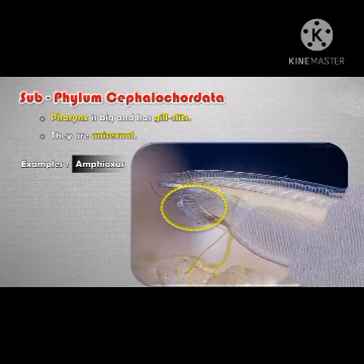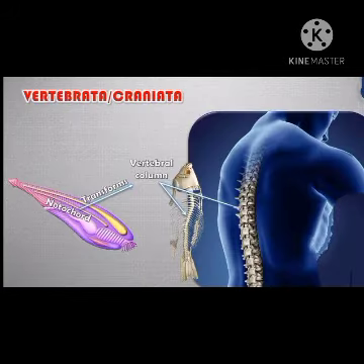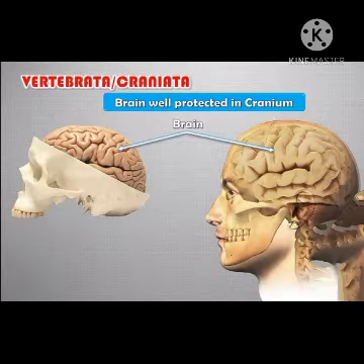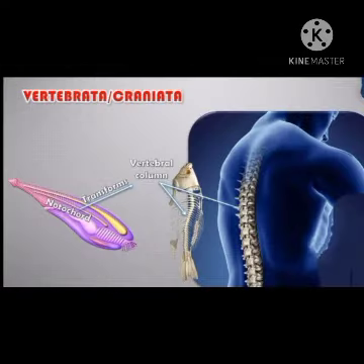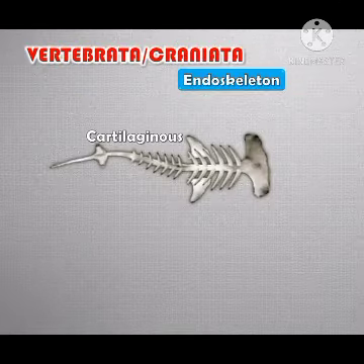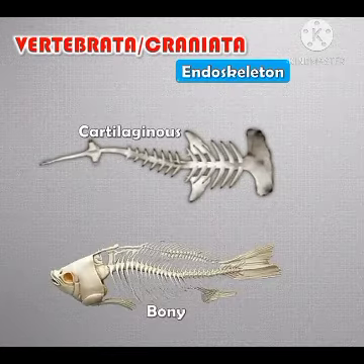Now let's see subphylum Vertebrata, or Craniata. Vertebrata means proper vertebral column and Craniata means proper skull. In these animals, notochord is replaced by vertebral column. In these animals, head is well developed, brain is protected by cranium, endoskeleton is either cartilaginous or bony.